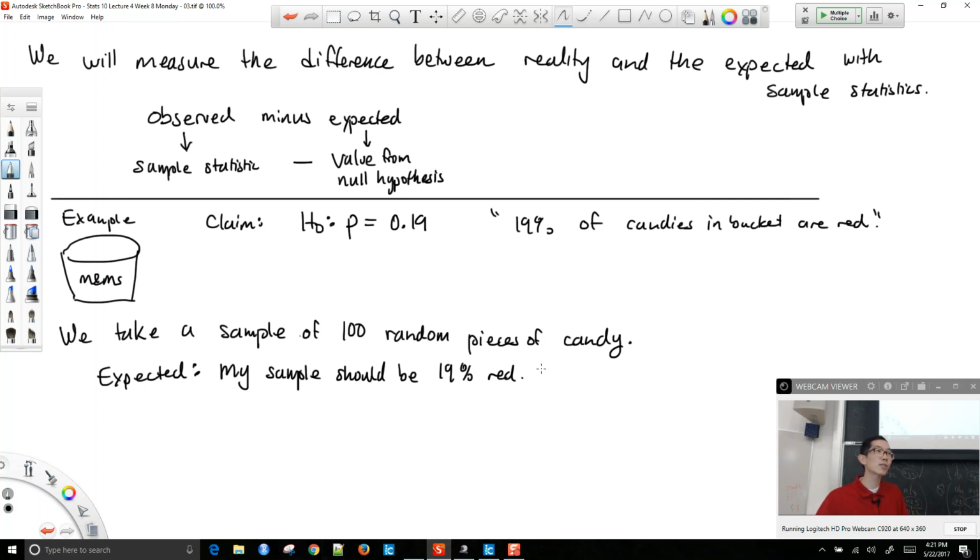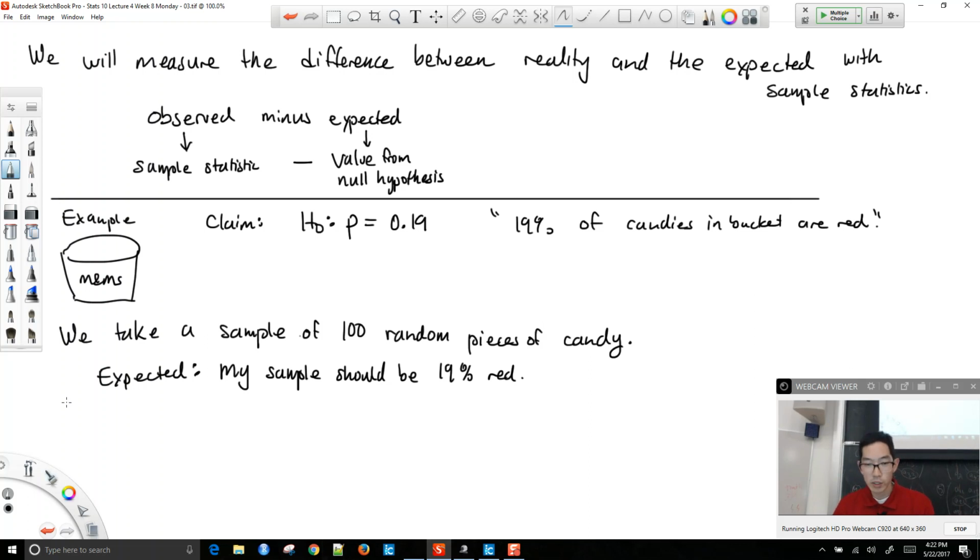Okay, so this is what we're asking. Expectation versus reality, okay? If they're very close, we're not going to say that's too different, right? If we get 20% red in our scoop and someone says the bucket's 19% red, that doesn't seem all that weird, okay? But at 31% red, it feels, well, that seems a little funny, okay? So this is what I'm asking here, okay?